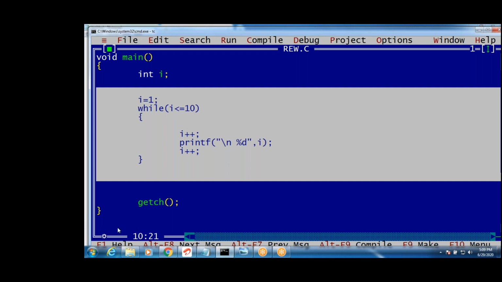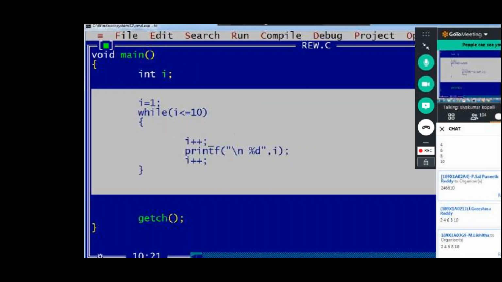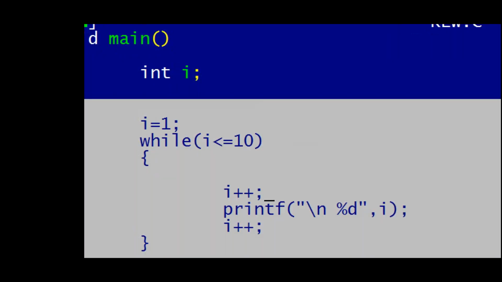What is the answer? Even numbers or odd numbers? 1 less than or equals to 10. 2 will be printed. Yeah, how it executes, guys? Very good. Even numbers it is going to print, right? Yeah, see this how it prints. First one, 1 less than or equals to 10. I plus plus 2. 2 will be printed. I plus plus 3.